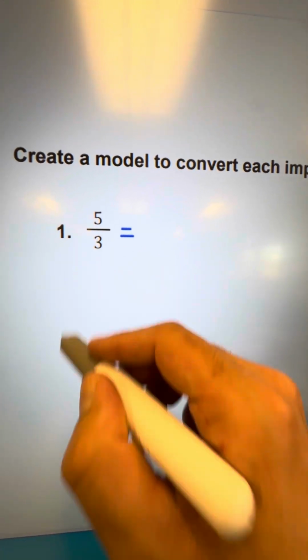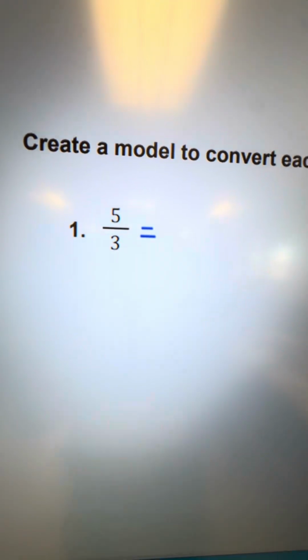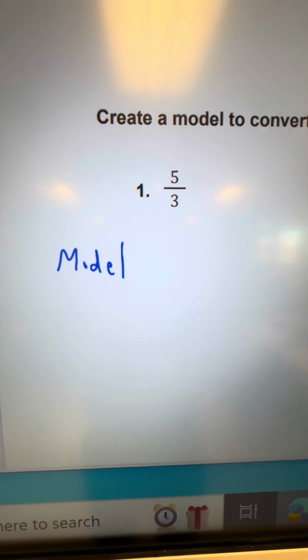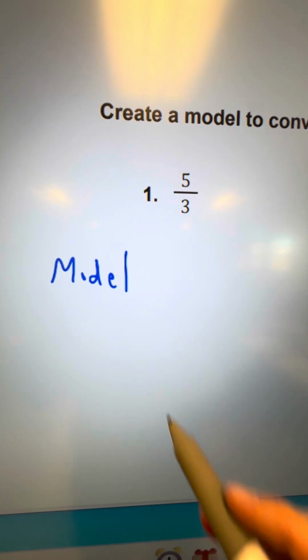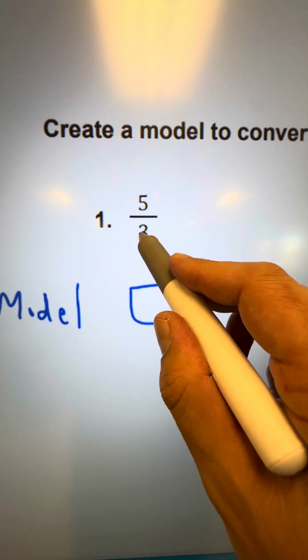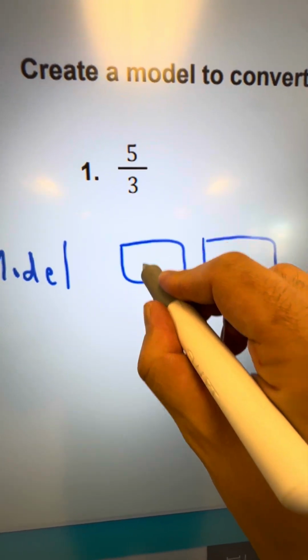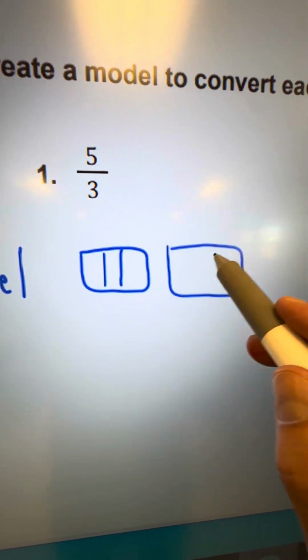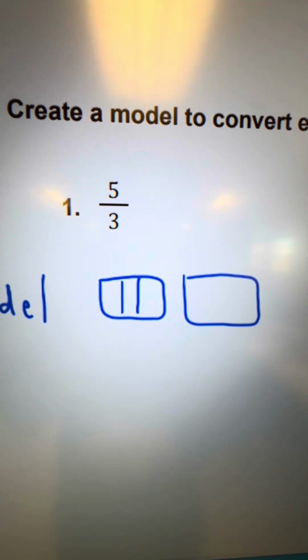And now in the next example, I'm going to show you how to go from an improper fraction like this to a mixed number like this. So your first step is always going to be to create your model for 5/3. When you look at your denominator 3, that lets you know that you're going to draw a rectangle and split it into thirds. And then you're going to keep filling in the rectangles until you have 5/3 complete.